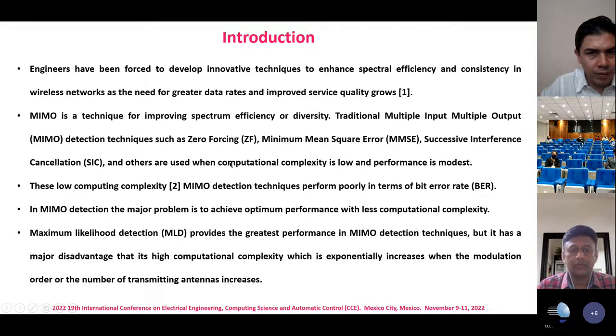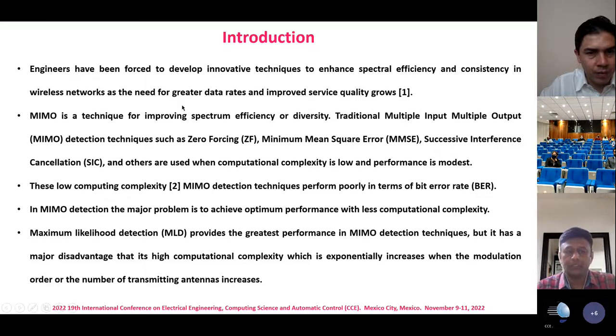Coming to the introduction, MIMO, multiple input multiple output, is a technique for improving spectrum efficiency or diversity. Traditional MIMO detection algorithms like zero forcing, minimum mean square error, and SIC have low computational complexity, but the performance is modest. ZF, MMSE, and SIC are the low complexity algorithms, whereas the high complexity algorithms are DFS, BFS, and K-best. The low complexity algorithms are poor in terms of bit error rate.